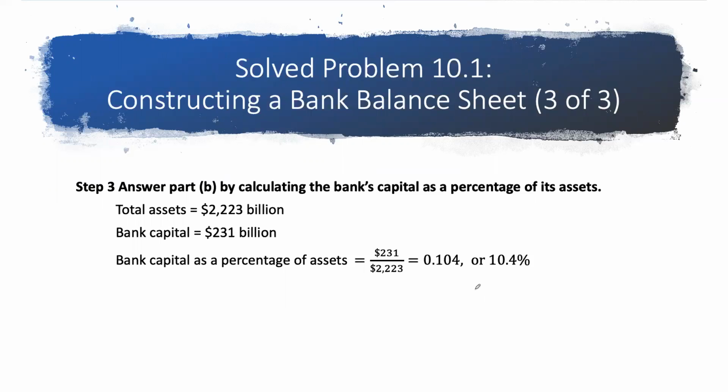So if the total assets of the bank are 2.23 trillion, let's say, and bank capital is $231 billion. Bank capital as a percentage of assets is 231 billion over 2.2 trillion, or 0.104, or 10.4%. So for all the assets that the bank owns, which is about $2 trillion worth, about $230 billion of those assets have been bought using shareholders' equity or shareholders' capital, and the other 89.6% of the assets are being financed through the deposits and other borrowings that the bank is doing.